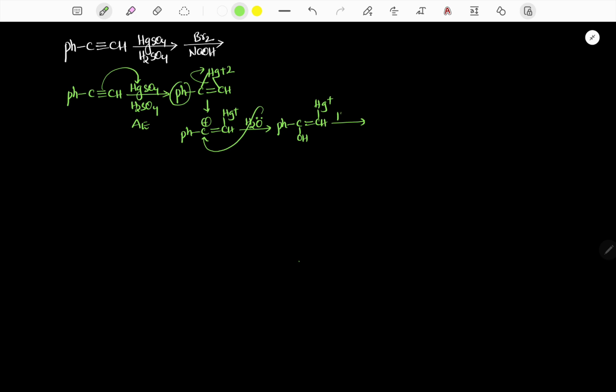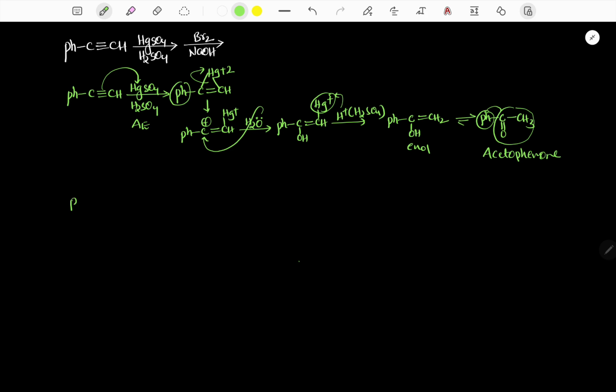Now it is treated with H2SO4. Therefore the H+ coming from H2SO4 replaces the mercury, and finally we get the corresponding enol. A compound with a double bond and OH connected is known as an enol. Now this enol undergoes tautomerization immediately, and finally it gives the corresponding ketone. In this compound, this group is aceto, and benzene is connected to the CO group. That's why it is acetophenone.